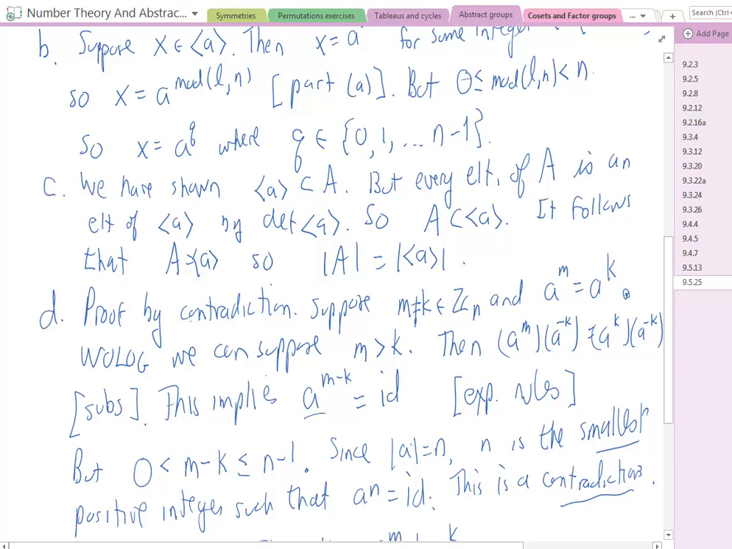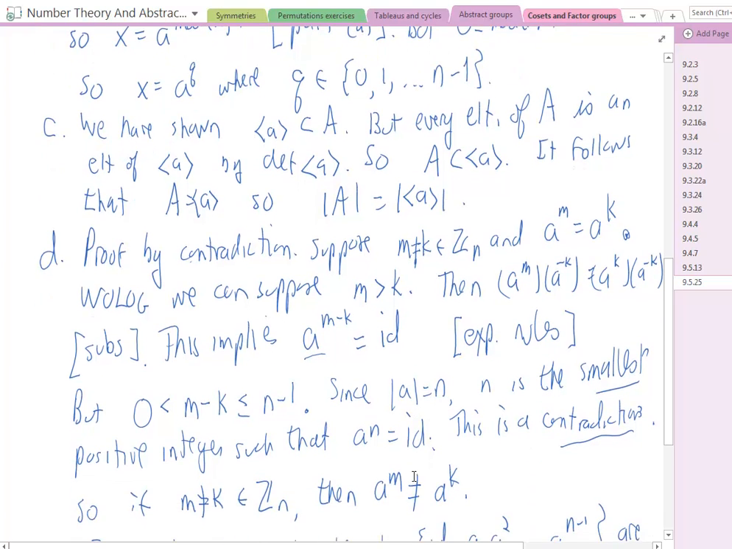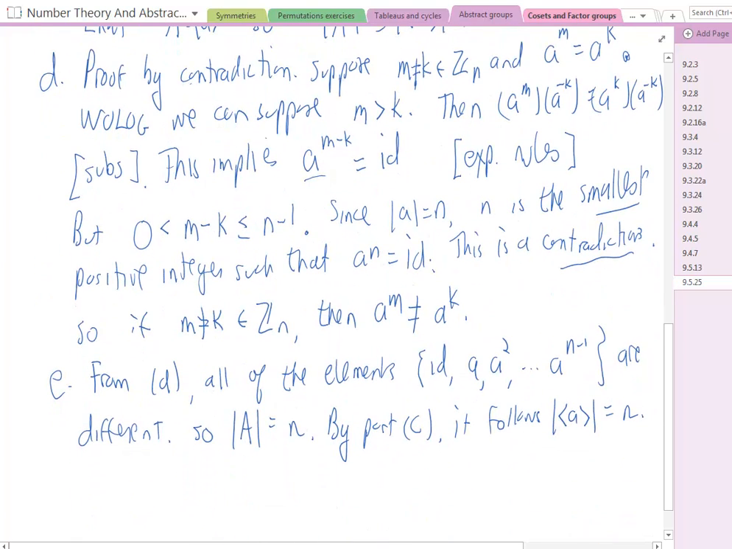Now, since the order of a is n, or n is the smallest positive integer such that a to the n is the identity, if I have a to some positive number that is the identity, that number must be at least n. But here I have m minus k, which is smaller than n. This is a contradiction. This contradiction establishes that this supposition cannot be true. So if m is unequal to k, and they're both in Zn, then a to the m is not equal to a to the k. So that's what I've shown here, and this gives me my contradiction.